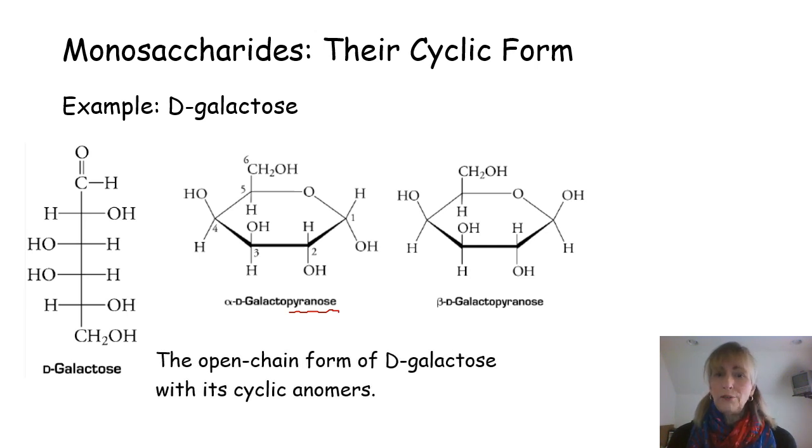The open chain form, this is what we're looking at here. This is the open chain form of D-galactose. And then what have we done? We've knocked it on its side, turned up that CH2OH, closed it up, and we have its cyclic anomers.